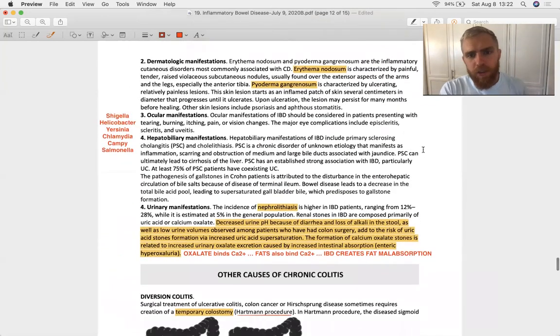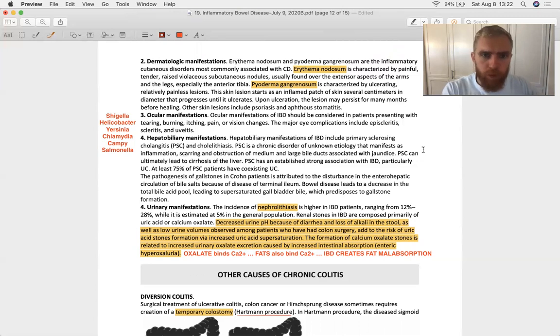Skin manifestations. Erythema nodosum is one. Erythema nodosum might be, there's a couple fungal infections associated with that. I'm thinking histoplasma and coccidioides. You can get an erythema nodosum. And what does it look like? Bunch of dime-sized red bumps on the legs, and they're painful, and you get them on your shins.